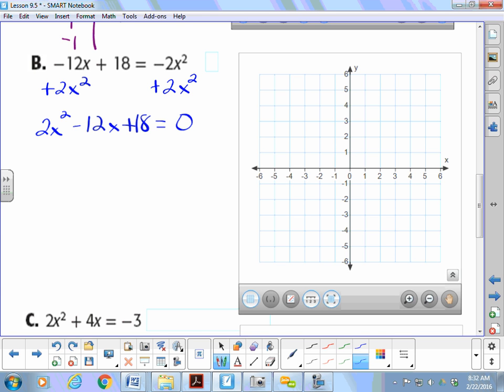Don't combine the 2x squared and the 12x. Those are not like terms. Okay, I know some of you want to. All right, don't do that. All right, so graph that in your calculator right now. All right, we're going to do it by hand, but I want you to see it first.